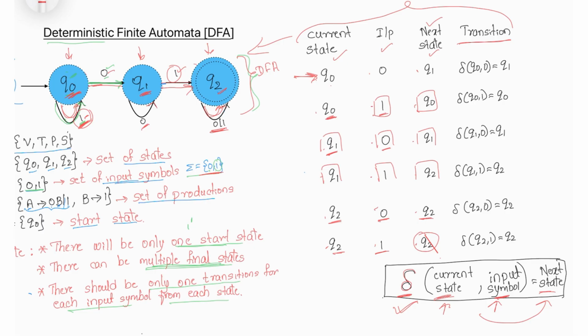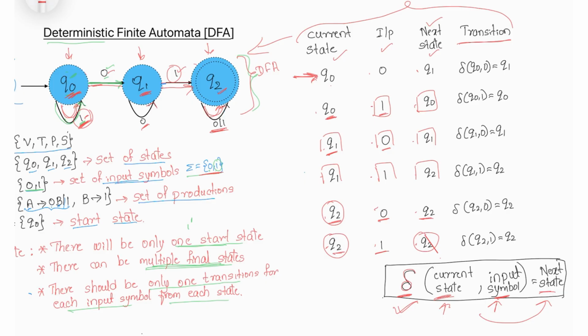Now, within the transition diagram, the start state will be represented with the arrow mark. Then the final state will be represented with one concentric circle. So this is how we can represent it.